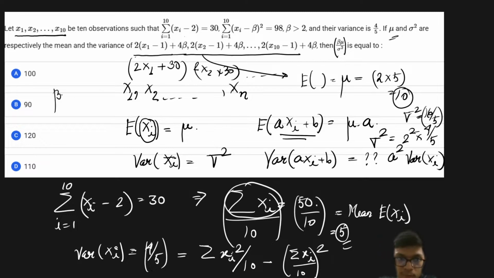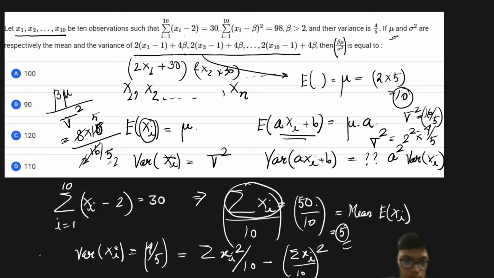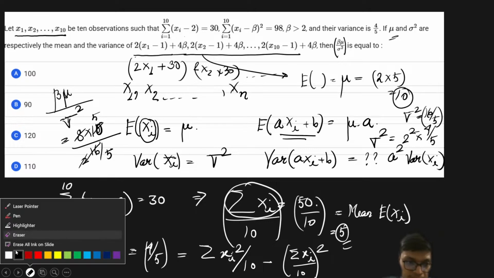So therefore the expression we need to find is beta into mu divided by sigma square. Beta is 8, multiplied with mu, which is 10, divided by 16 upon 5, right? So this is going to give me the answer as 25. Sorry, this is going to give me the answer as 100. Extremely sorry, the answer is 100.